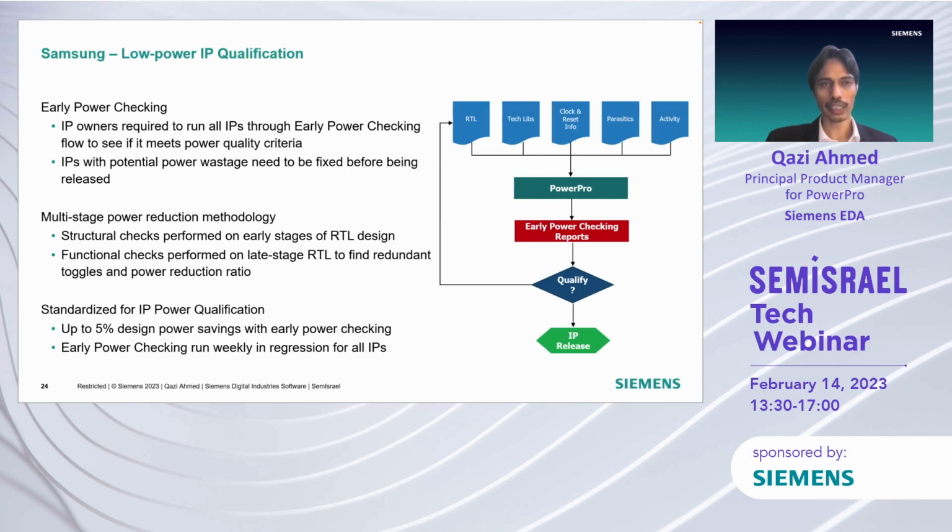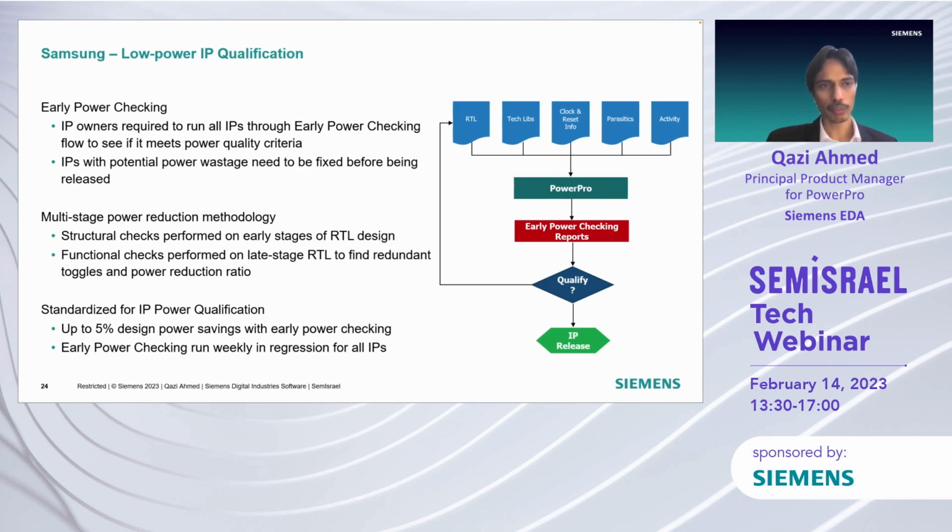The other big one is Samsung. So Samsung is a mobile company, okay? They do different things, but principally it's the mobile stuff that requires extremely low power. So Samsung has established a methodology with PowerPro where they have a 3-stage methodology. They call it the multi-stage power reduction methodology.